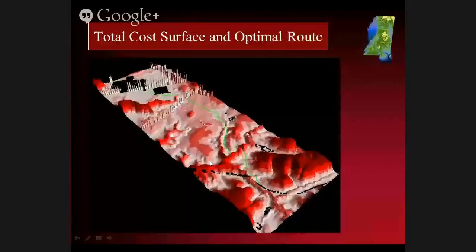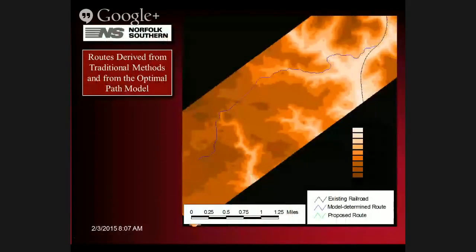All right. Here it is as a two-dimensional. So this is the route derived from the traditional methods. So from the existing railroad to the new Firestone plant, which is right here. This is the way that was surveyed traditionally. So in fact, we were both working on this at the same time. This is the solution that Norfolk and Southern came up with.